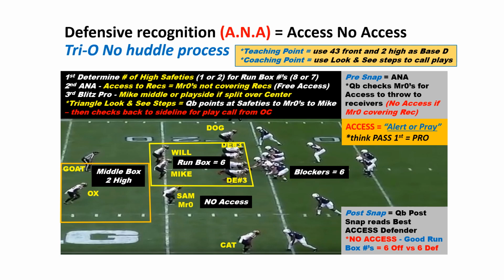First, we always want to do our defensive recognition of access, no access. Again, we'll look at the two high safeties down to the Mr. Zero for access to throw or not. That determines then the run box defenders, in this case 6 with our 6 blockers, hence good numbers.